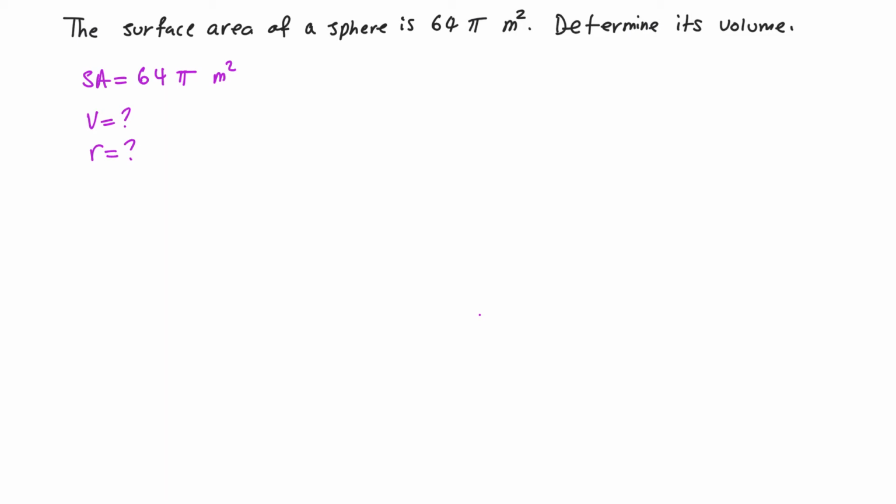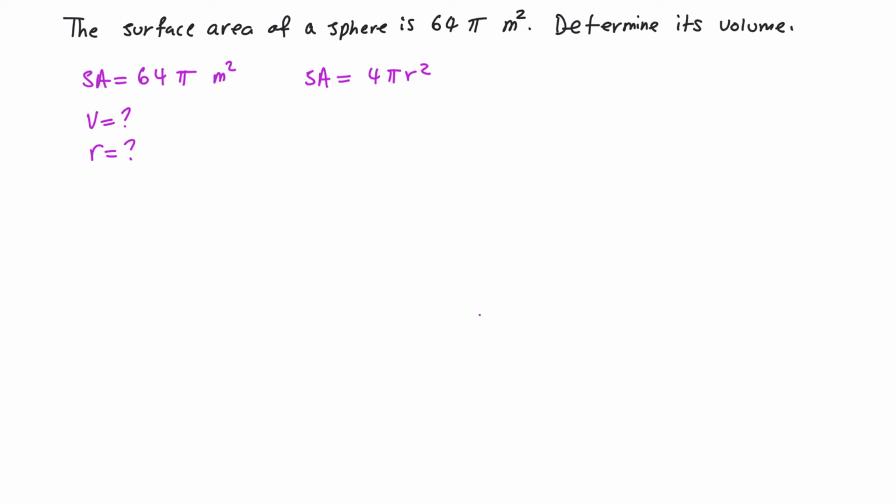So let's write down the equation of surface area. Surface area is equal to 4 pi r squared. You can see that if we use this, we know that surface area is 64 pi. We can substitute it in. And then we will have one equation, one unknown, so we can solve for radius. Once we find the radius, we can plug it into the volume equation and find the volume.